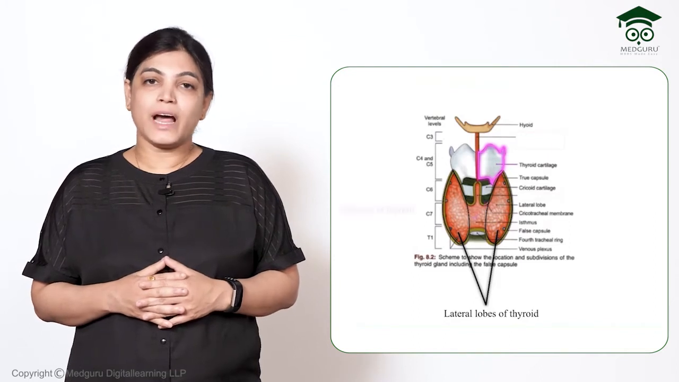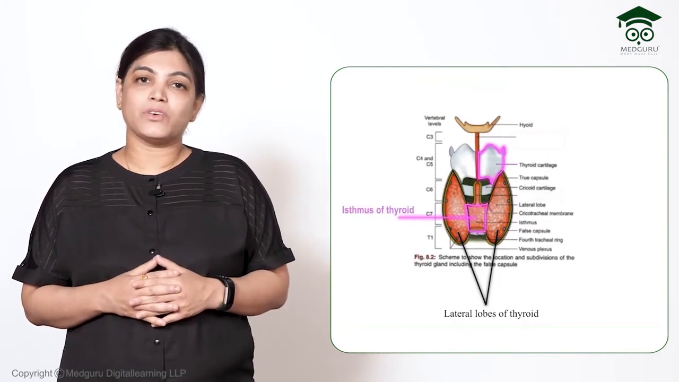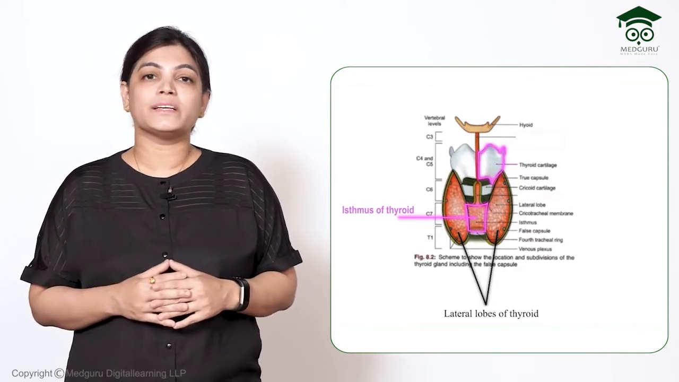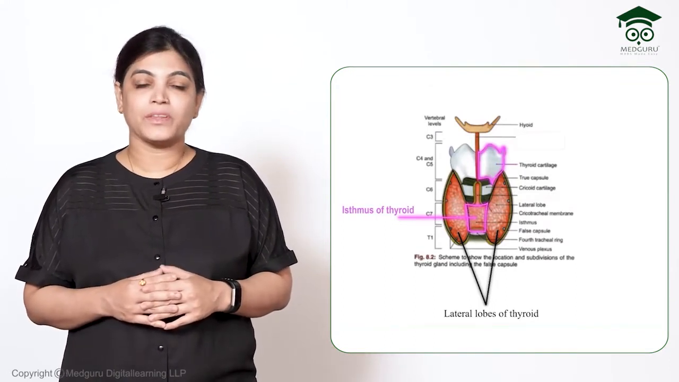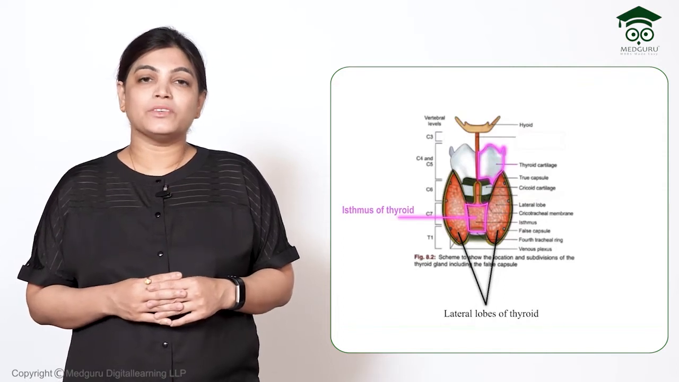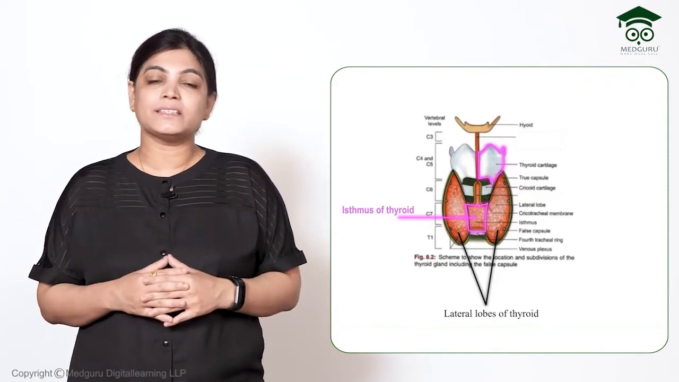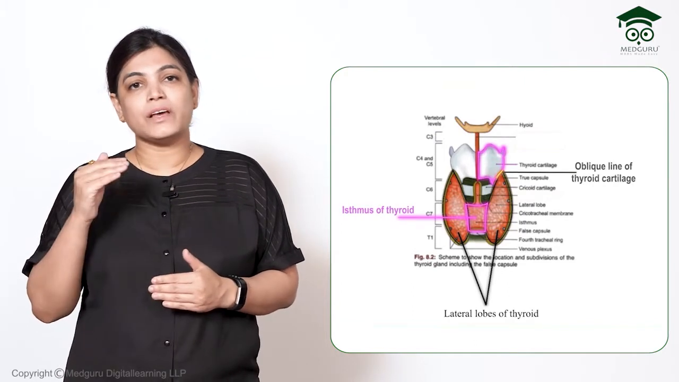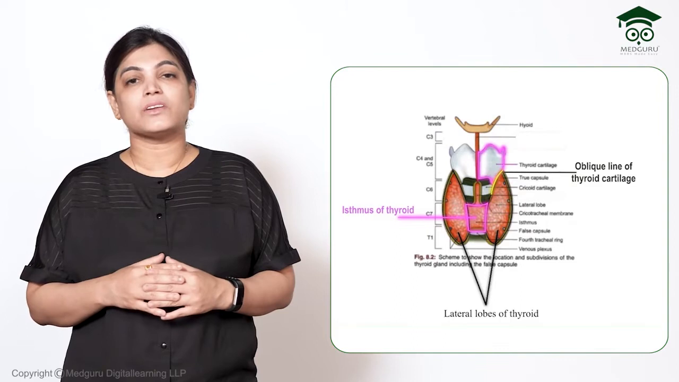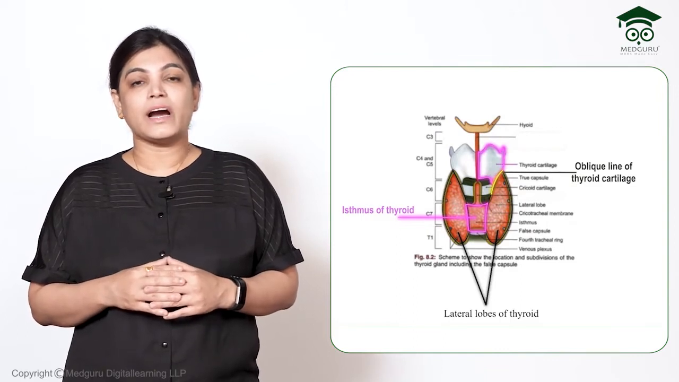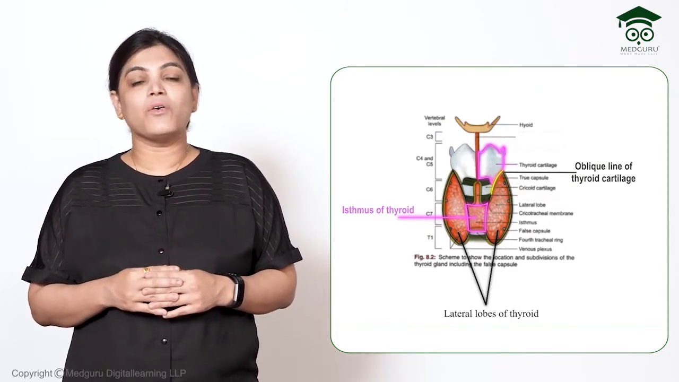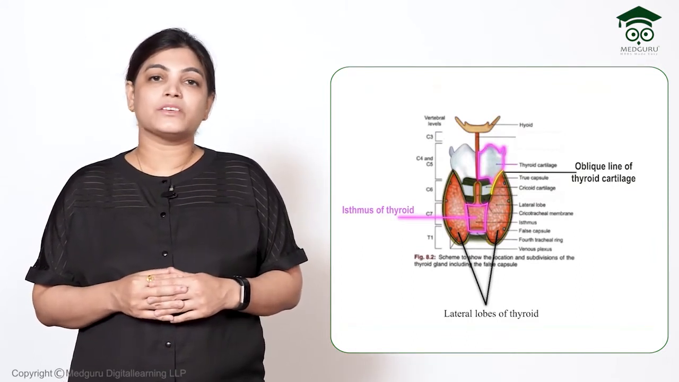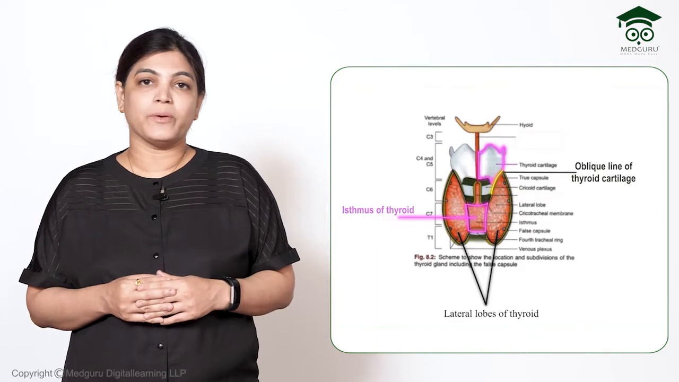It has two lateral lobes and a connecting part that is called the isthmus. The shape of the thyroid gland is H-shaped and it is located in the anterior aspect of the neck. Superiorly, it extends till the level of the thyroid cartilage. To be more precise, it extends to the oblique line of the thyroid cartilage, and lower down it goes till the level of the 6th tracheal ring. The 6th tracheal ring corresponds to the first thoracic vertebra.